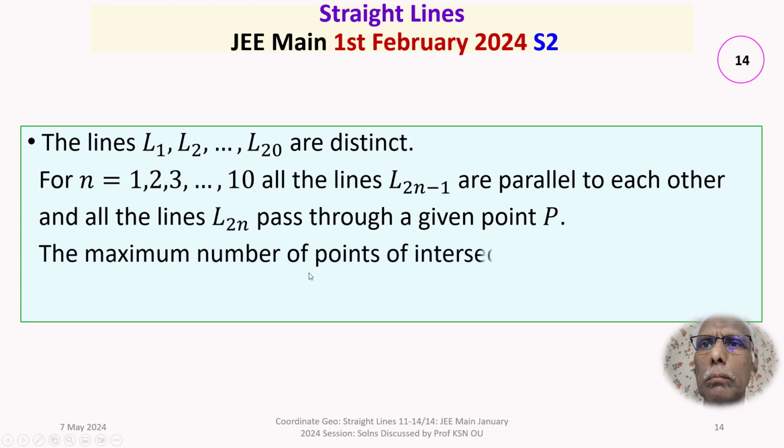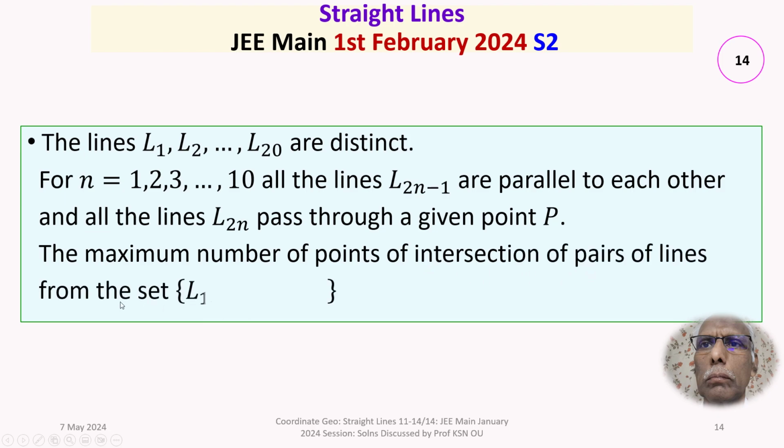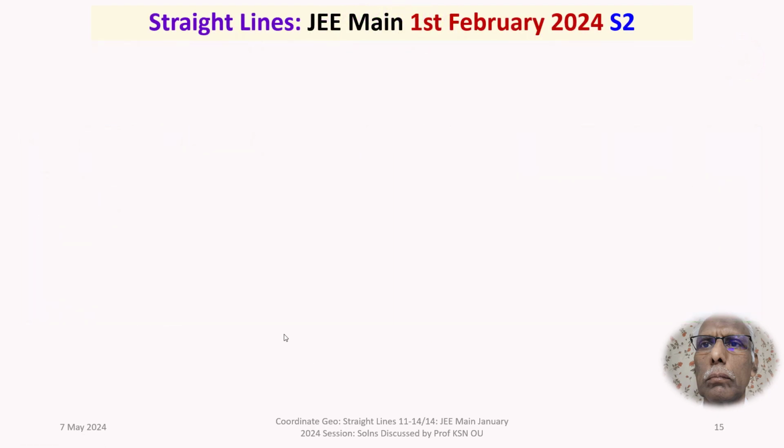The maximum number of points of intersection of pairs of lines from the set consisting of L1, L2, L3, ..., L20 is equal to? You have to find the maximum number of points of intersection of the pairs of lines from this set consisting of all those 20 lines. Let's now discuss the solution of this problem in detail.